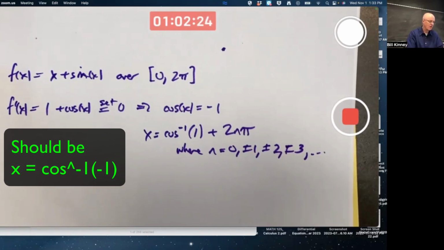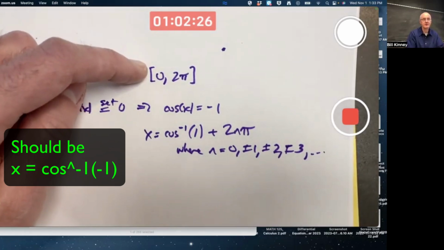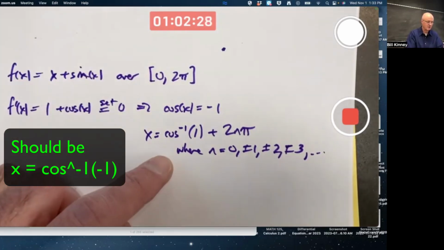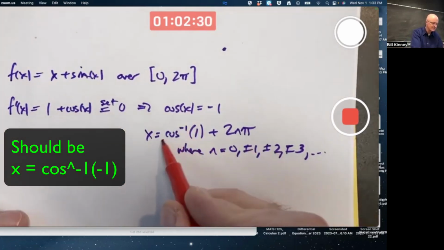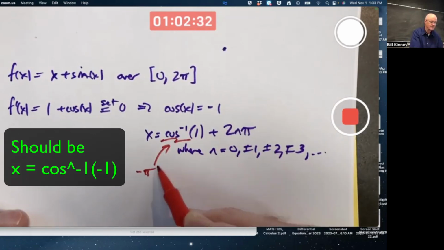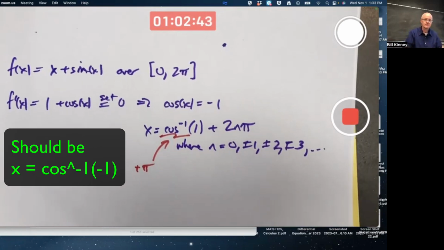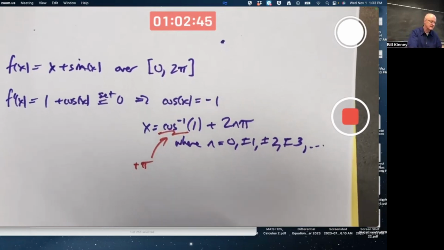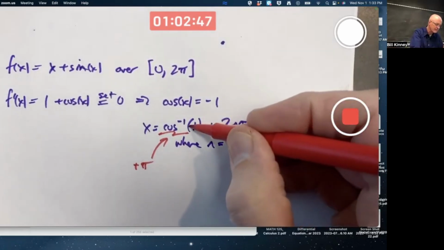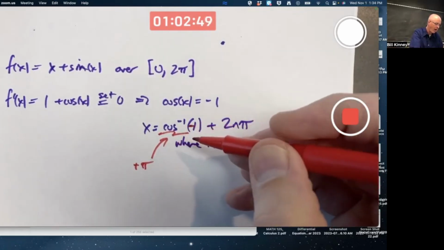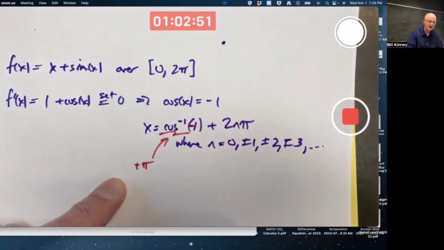But only one of them is in the interval from 0 to 2 pi, and that's just inverse cosine of -1, which is negative pi. Or not negative pi, positive pi, sorry. Question? Oh, it's because I made a mistake. It's a -1 then. Thank you. Oh, but this should be a plus pi. Sorry.